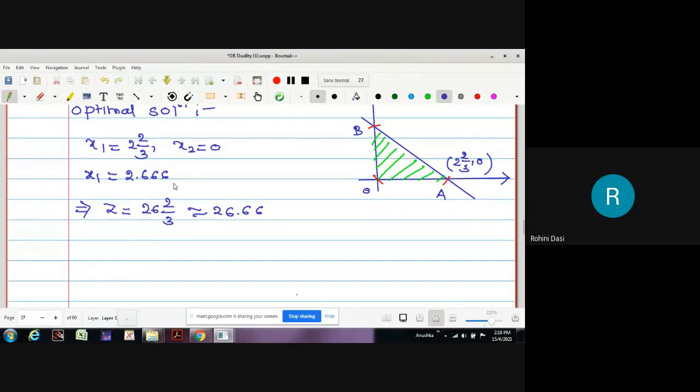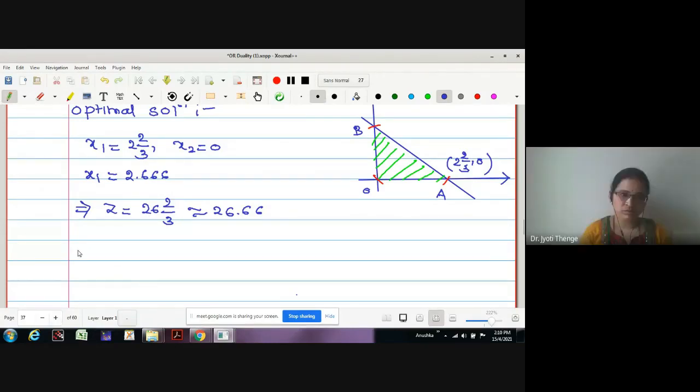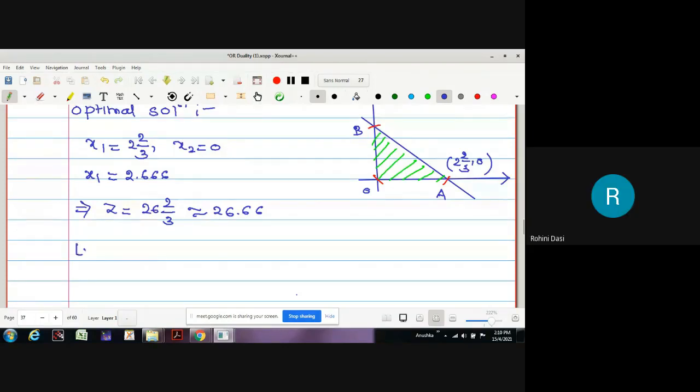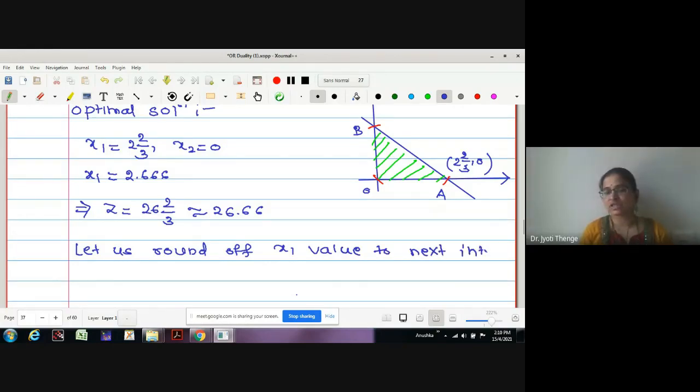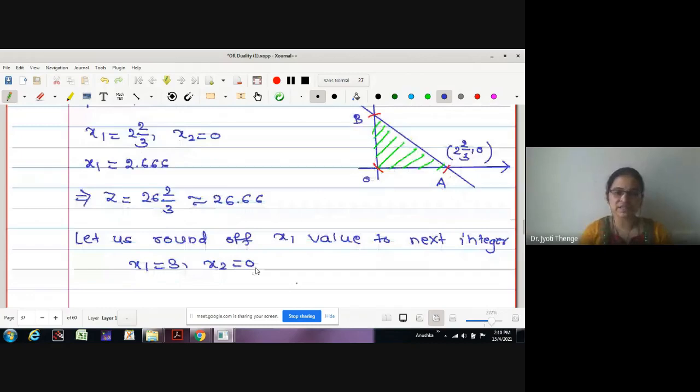Yes, ma'am. What is the value here? It is 2.66. Therefore, we can round this off to 3, no? Let us round off the x1 value to the next integer, correct? Therefore, what does this rounding off method give me? x1 is 3, and no doubt x2 is 0. What will be the value of the objective function in this case?